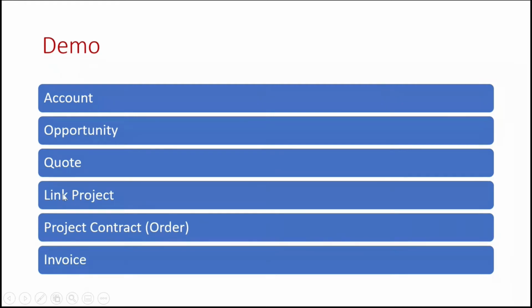This project will be the place where we do the planning, and from there we will get the estimates that we need to give to the customer. Once the quote is linked with the project, we will know the estimate and we will send the proposal to the customer. Once the customer is happy with the quote, we will convert it to a project contract, which is nothing but an order. And finally, we will create an invoice.